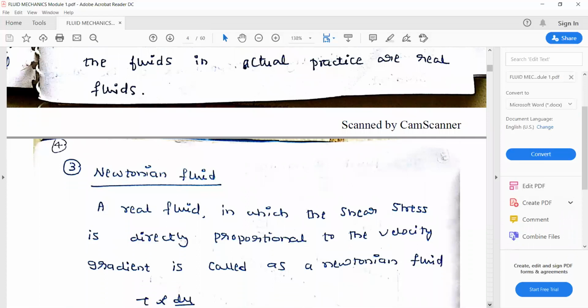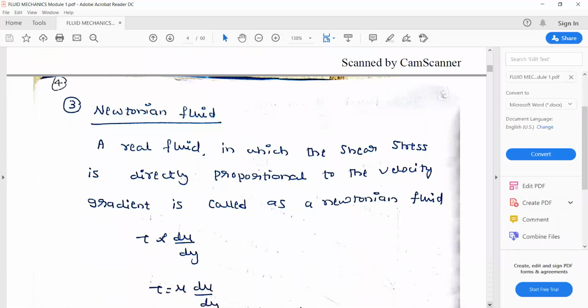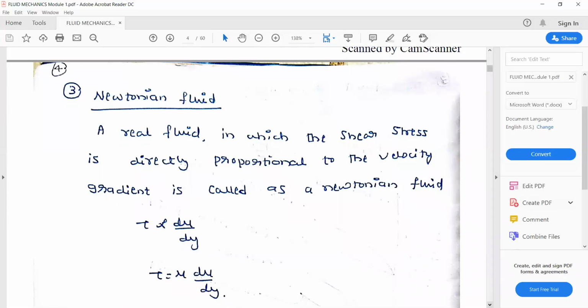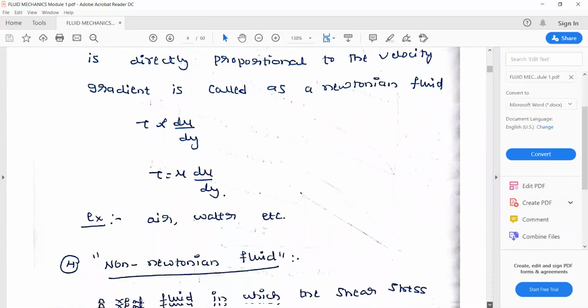Here you can observe Newtonian fluid. What is Newtonian fluid? A real fluid in which the shear stress is directly proportional to the velocity gradient is called Newtonian fluid. Here you can observe shear stress is directly proportional to du by dy, the velocity gradient. That means velocity variation with respect to distance. That is Newtonian fluid. Example: air, water, etc.